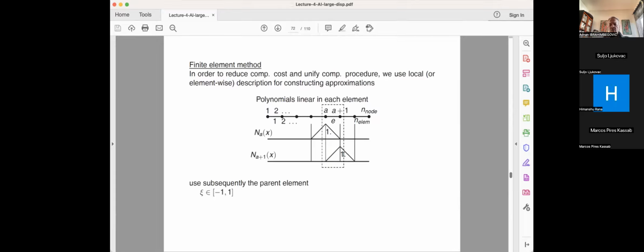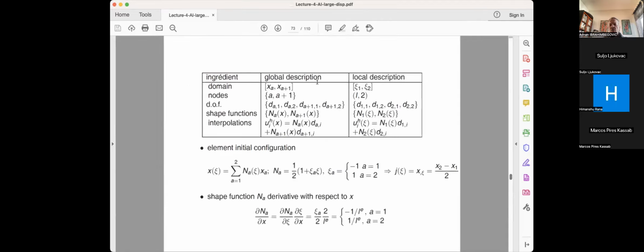So I focus upon a particular element that goes from node A to A plus 1, and I take shape functions that belong to nodes A and A plus 1. Instead of a global description where everything is expressed in terms of these coordinates in the initial configuration, with the coordinates xa and xa plus 1 for two nodes, I turn this into a local description so that xi1 is minus 1, xi2 is plus 1. Again, it was taken for the needs of numerical integration.